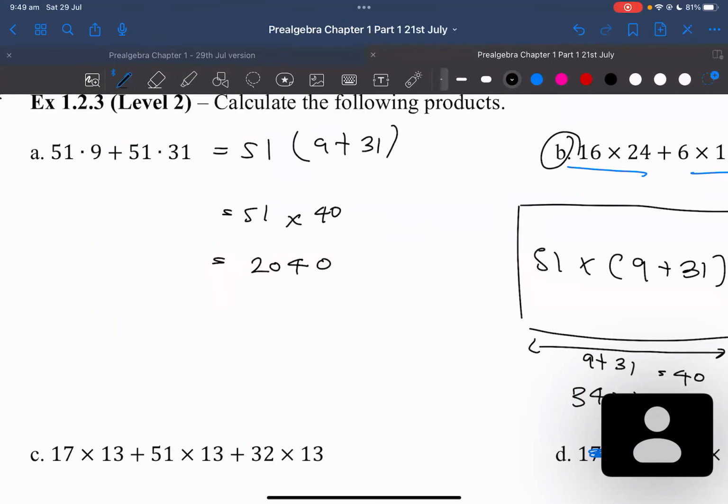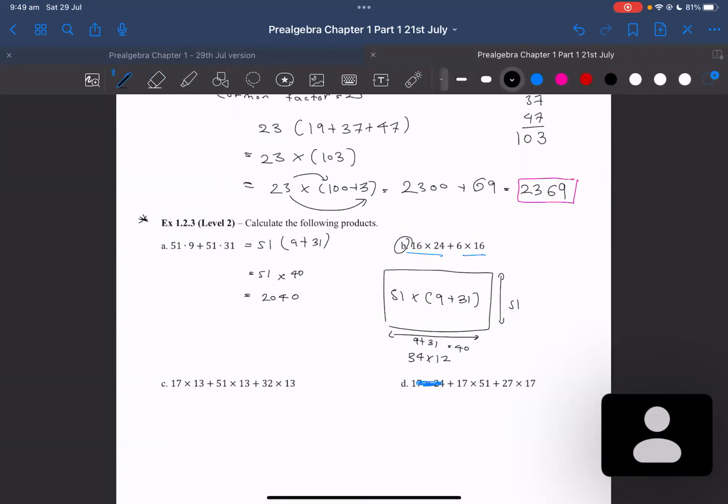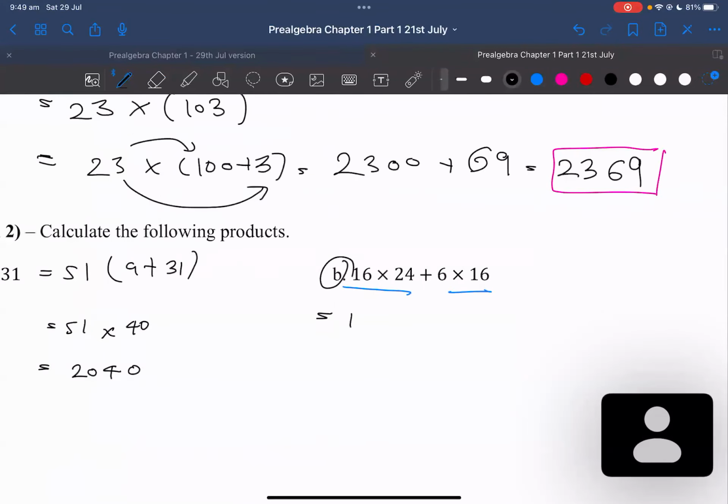Any questions? What I did? Right, and then here, same thing again. Common factor is 16. Take it out. Now let's put 24 here and 6 here. 24 plus 6. 16 times 30, which is same as 16 times 3, which is 48, and you add a 0 to it.